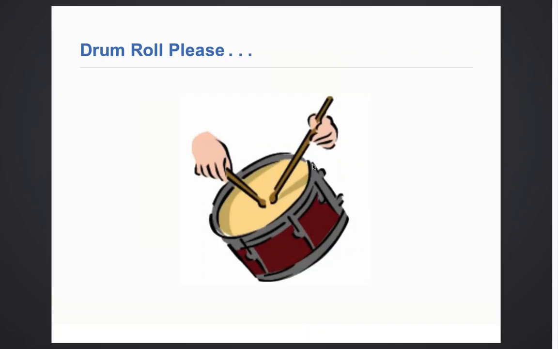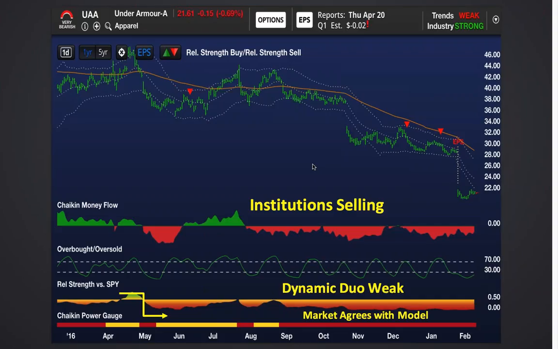So now to end the webinar, the innovation that I'm most proud of in this Chaikin Analytics venture, which is now 7 years in, is what we call our stock discovery engine. Now, we looked at Under Armour earlier. It's an apparel stock with a bearish rating.